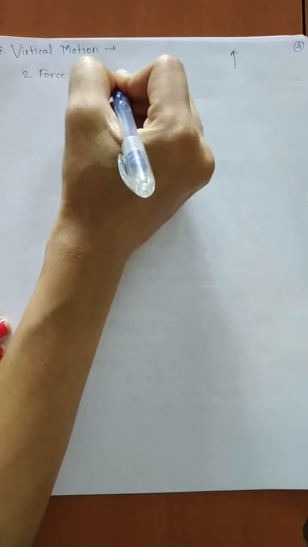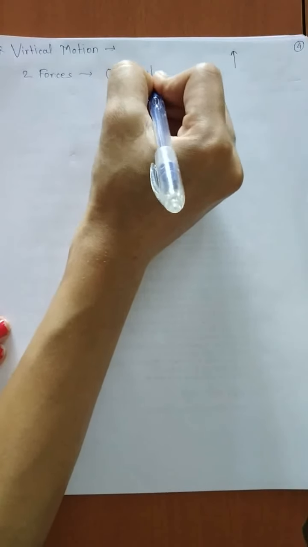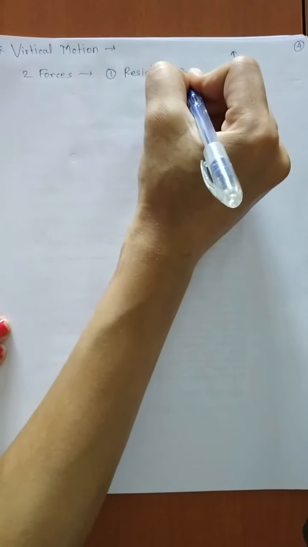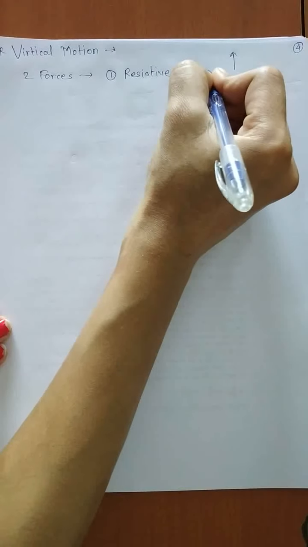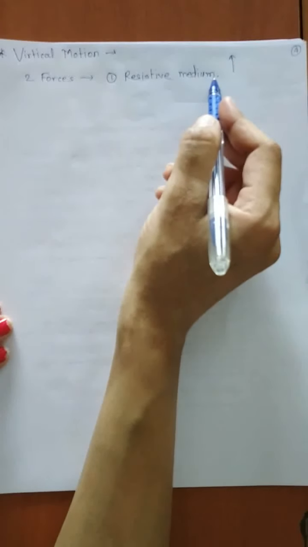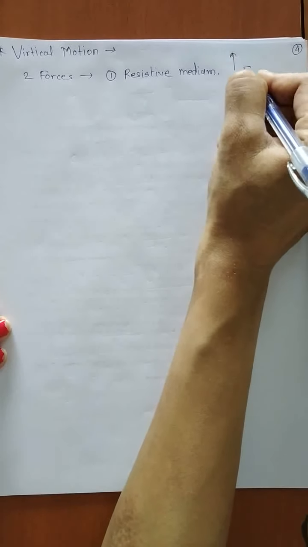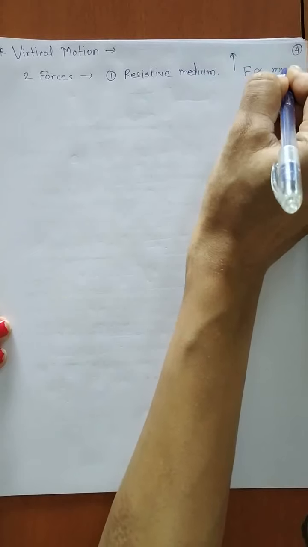So the first force is the force due to the resistive medium. The force due to the resistive medium that we already discussed is F directly proportional to minus mv. We have already discussed these things, right?